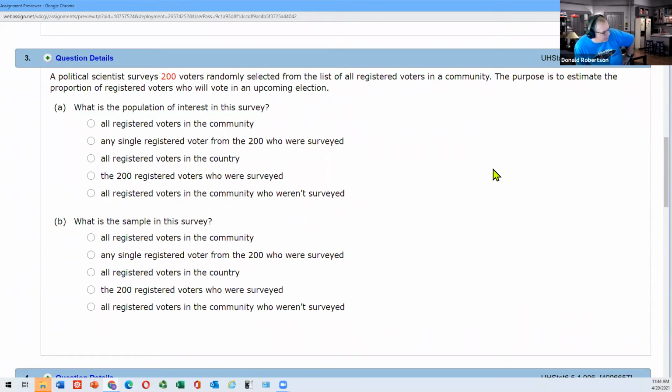Which one of those dots is the population? All registered voters in the community. Okay, so it'll be that one. No, the community, not the country. Community, sorry. Yes, and it's kind of, I guess, up there. That's where I would get that clue.